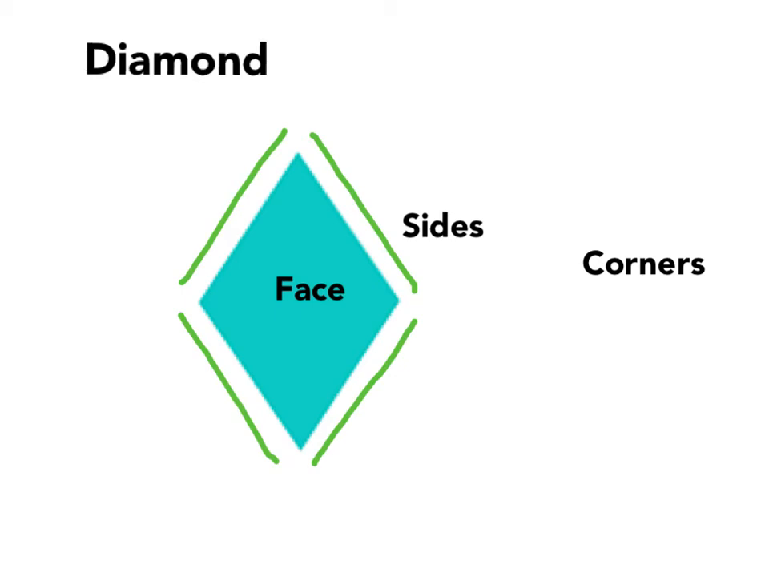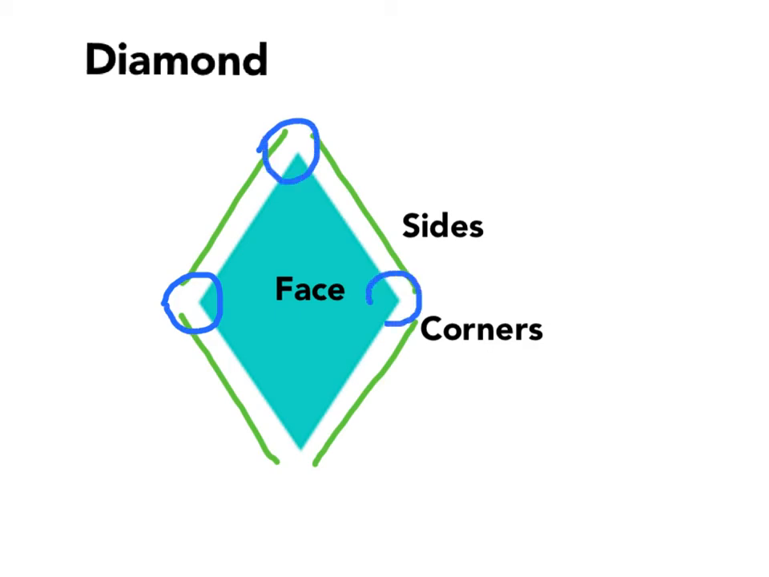Okay, let's find out how many corners there are. 1, 2, 3, 4. Remember, the corners are where 2 sides meet. So this diamond has one face, it has 4 straight sides, and it has 4 corners.